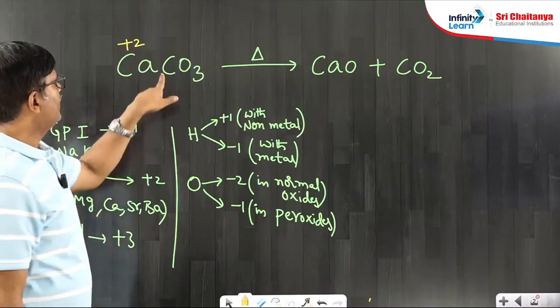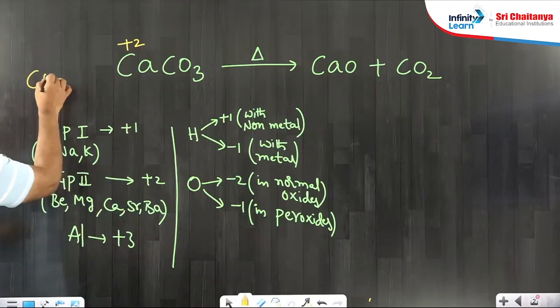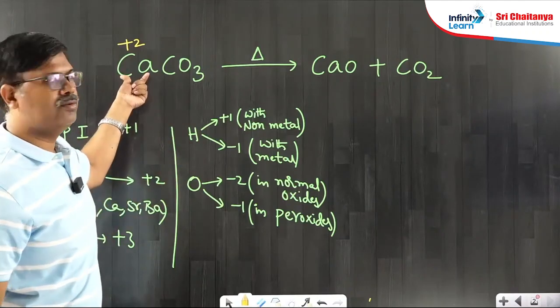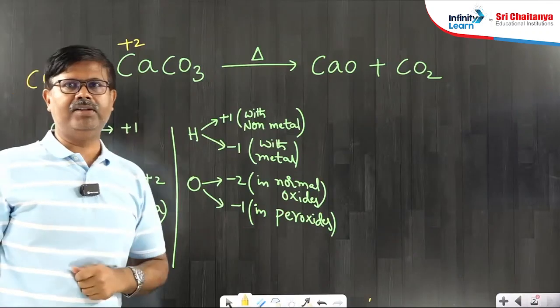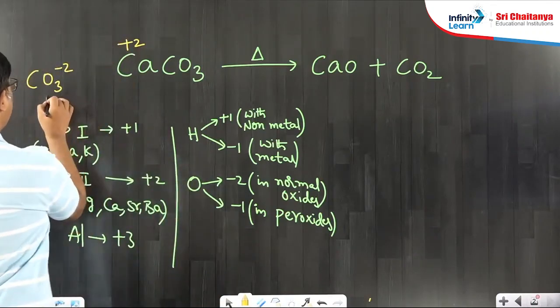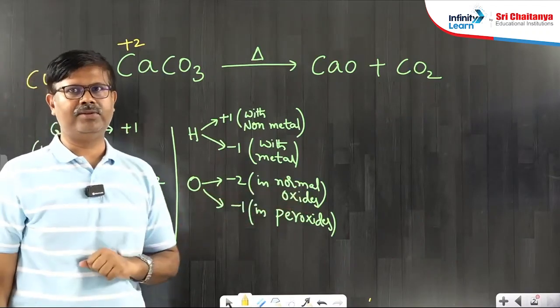Calciums. Here carbonate, CO3 2- is there. Now, CO3 2-, calcium 2+, then carbonate is CO3 2-. So, in carbonate, oxygen is there. So, oxygen oxidation state, what we will take? -2. As an oxide, its oxidation state is -2.